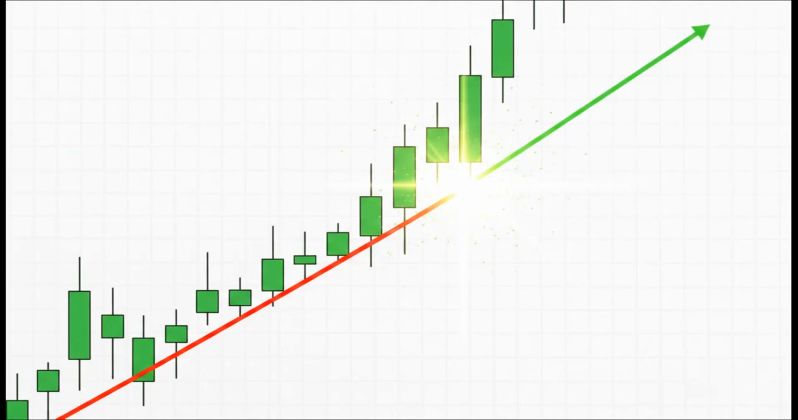Now, the magic really happens at the crossover. See, when the price closes, and I mean decisively closes below that green line, the indicator flips to red. That's your signal that things might be shifting into a downtrend. And on the flip side, when price breaks above the red line, it turns green, which suggests the bears might be losing their grip and the bulls are taking over.